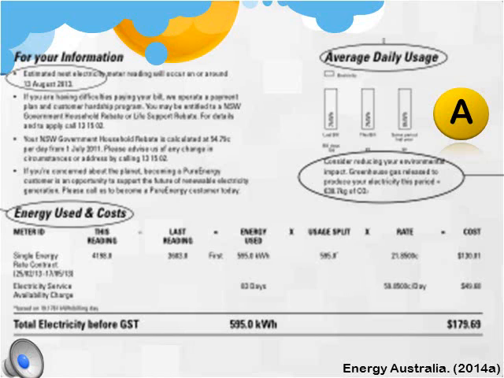In this example Bill A, the total electricity cost for this household is 595.0 kilowatt hours, amounting to $179.69.